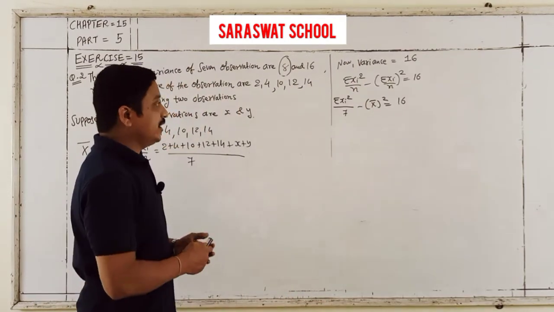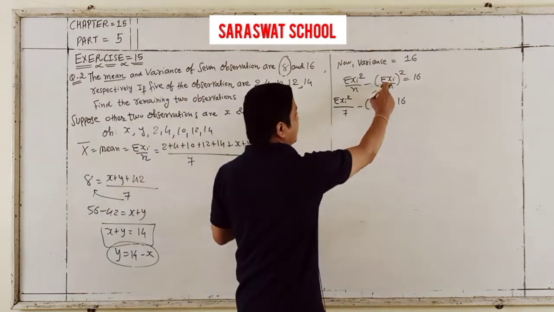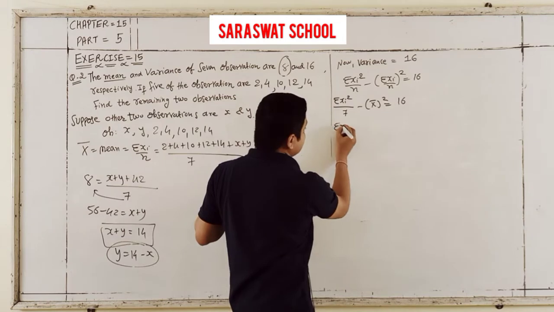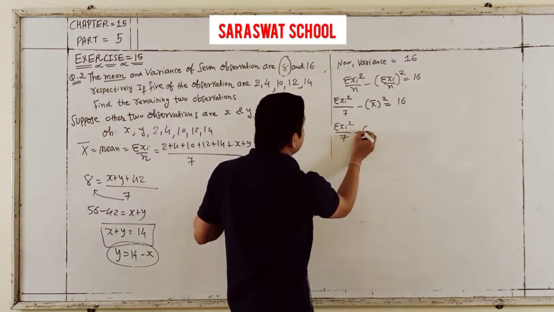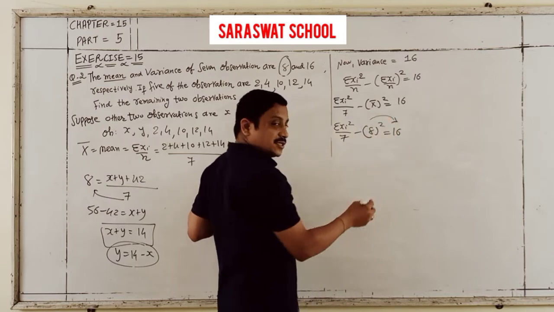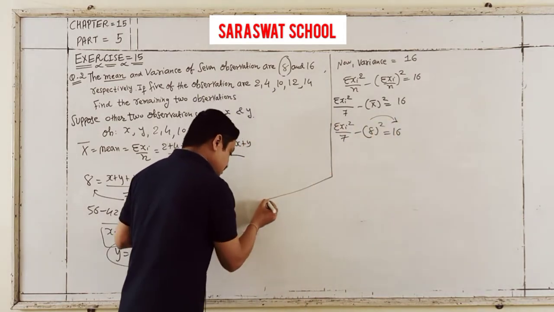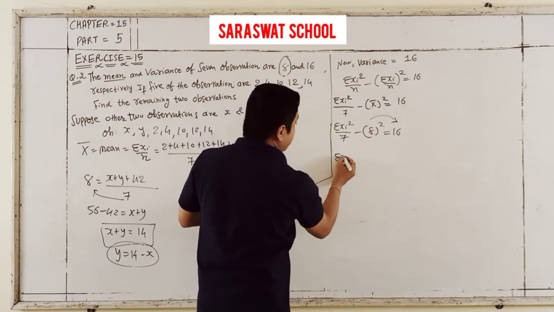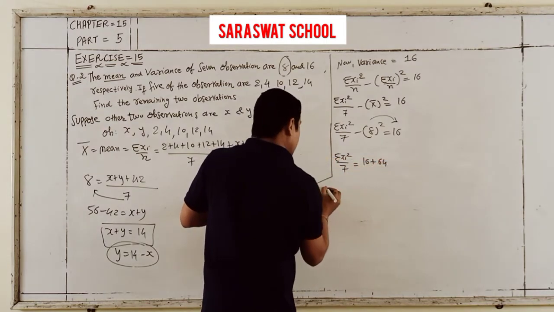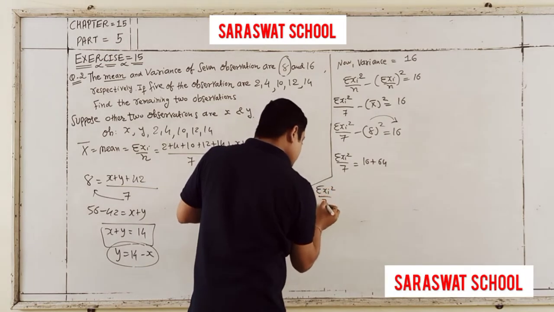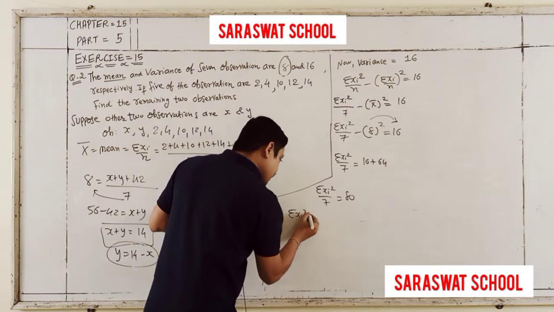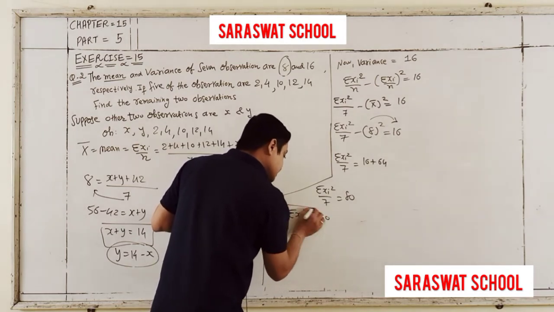So students, going ahead, here we have 16. Just put in the x bar value. X bar value is 8. So sigma xi square by 7, the mean is 8 and here 16. Simplifying, sigma xi square by 7 equals 8 square, 64, plus 16, which is 80. So sigma xi square is 7 times 80, which is 560.